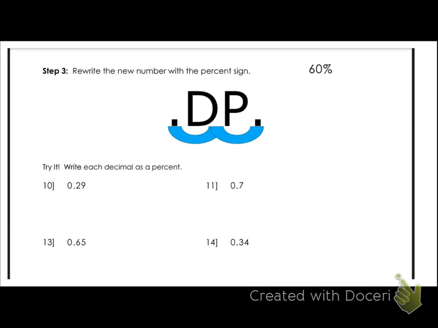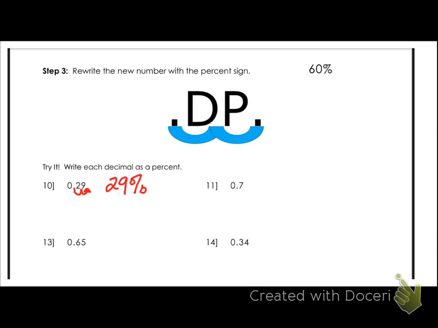So here's a couple of examples. We've got 0.29. We're going to convert it to a percent. We start at that decimal point, move it 2 places to the right, and we end up with 29, because that decimal point ends right there behind the 9. And our percent sign always goes at the end.